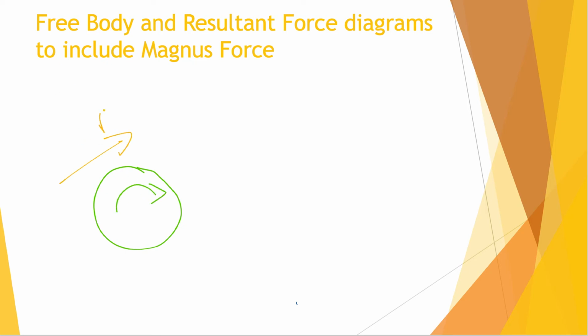Our direction of motion is in this direction. Again, we have air resistance, opposite direction to motion. We have weight. Now in this case, again, let's just remind ourselves, we've got the ball, it's travelling in this direction.